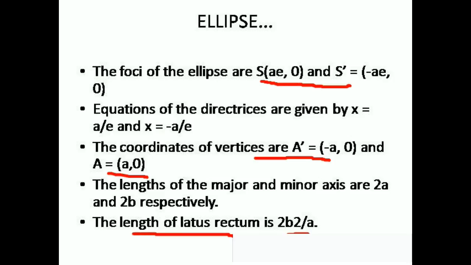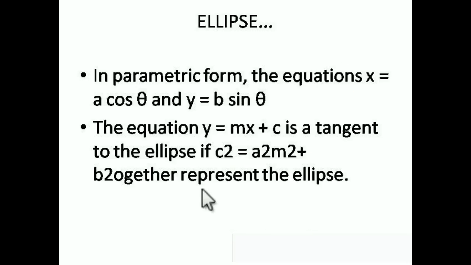This is a very common thing. We all know that. We all learned this in the 11th and 12th standard. Still, I'm going to cover this. Again, the parametric equation: x is equal to a cos theta and y is equal to b sin theta. Okay, we all know about this. Now, these are all the common stuff.